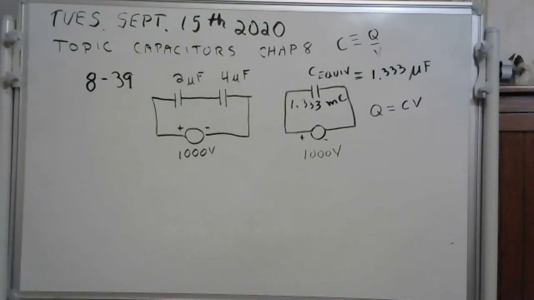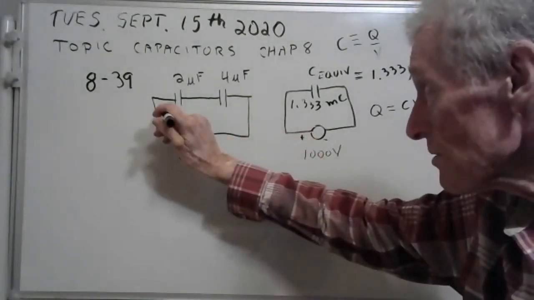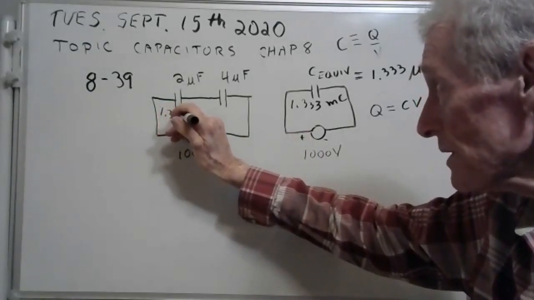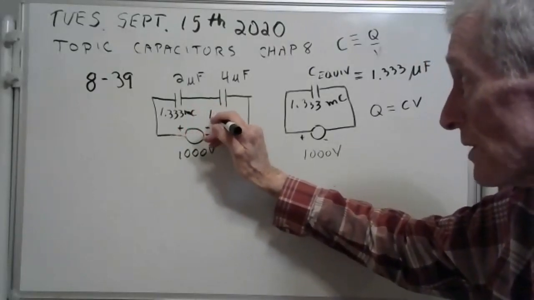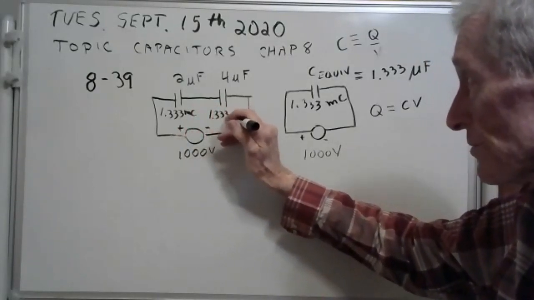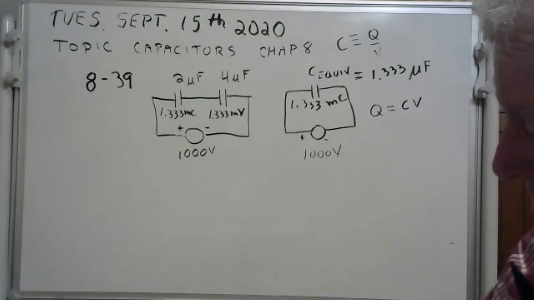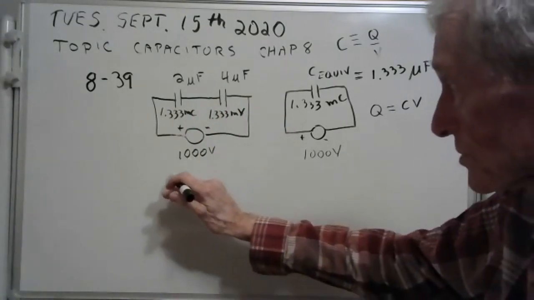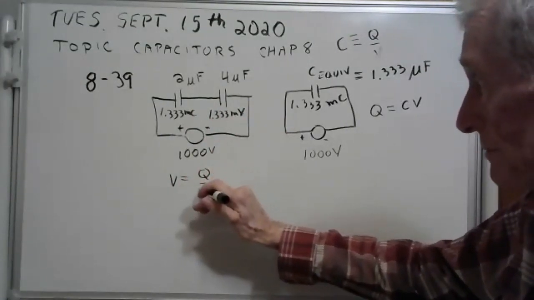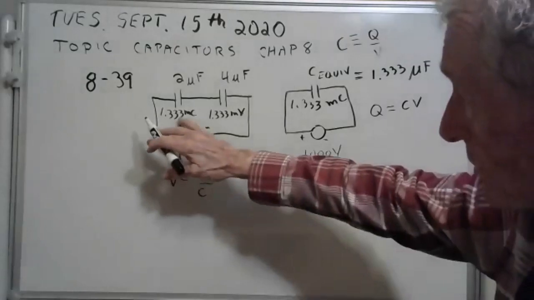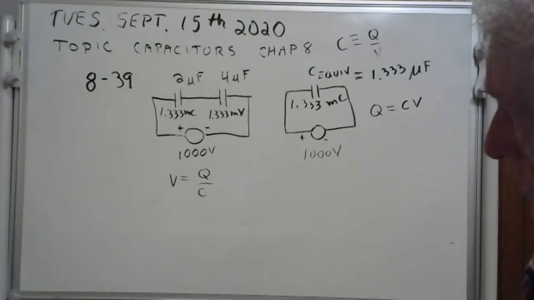Yes. Okay. So you see what that means is, this here is 1.333 millicoulombs. And this one here is 1.333 millicoulombs. Now we're going to get the voltages. And you know how to do the voltages. You go Q over C. You got the Q, you got the C, and we're going to get the voltages now.